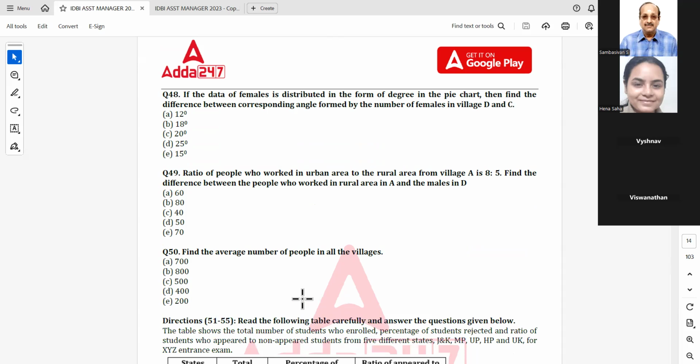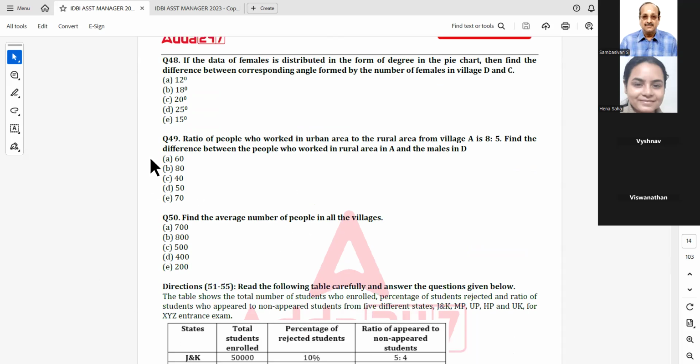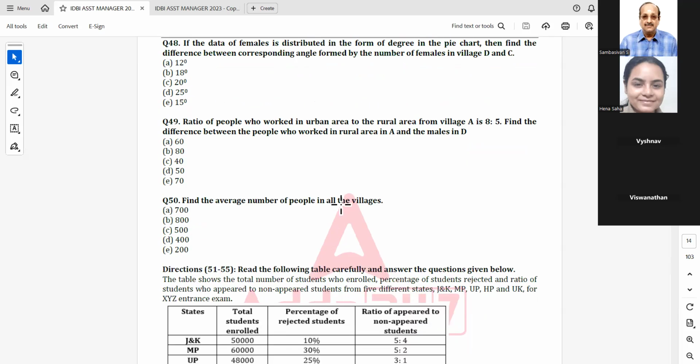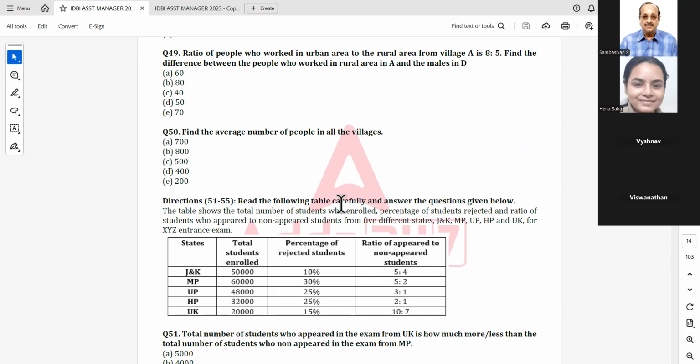Now, find the average number of people in all the villages. What is the answer? 800. 3,200 divided by 4, 800. This is the easiest data interpretation. Yes, sir. Viswanathan, you may be getting similar questions, not tough ones. In clerical, you will get like this only. Is it okay? Fine. I am happy we could understand this properly.